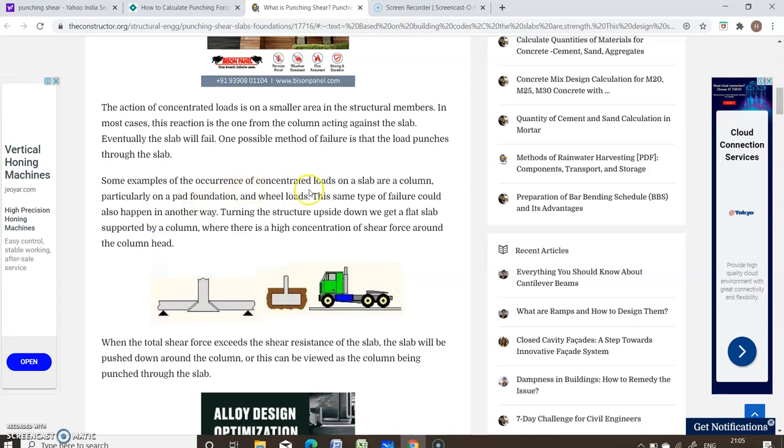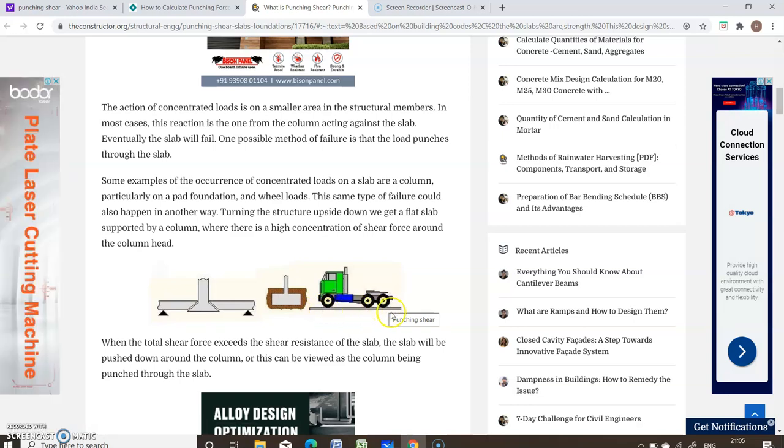Some examples of the occurrence of concentrated loads on a slab are a column, then a pad foundation, then wheel loads. So these wheel loads, when they act on a slab, will act as large concentrated loads. As a result, this beam or the slab of the bridge may fail.